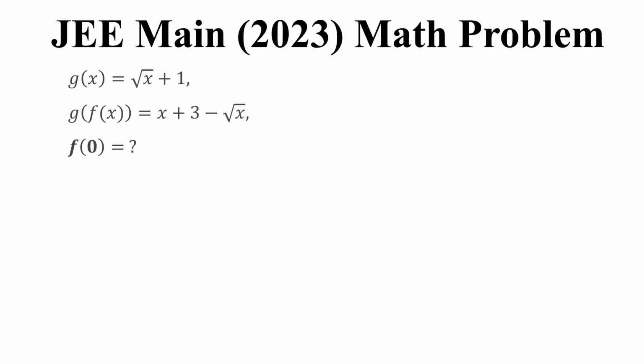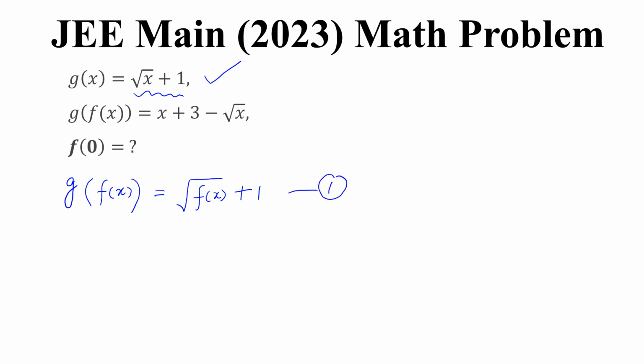Let's begin to solve the question. From this equation, g of x equals the square root of x plus 1, we can write g of f of x equals the square root of f of x plus 1. Let this be equation 1 and this be equation 2. Comparing both the equations, we can write the square root of f of x plus 1 equals x plus 3 minus the square root of x.